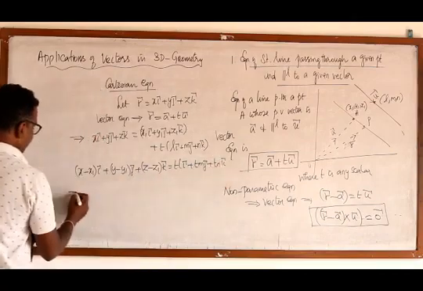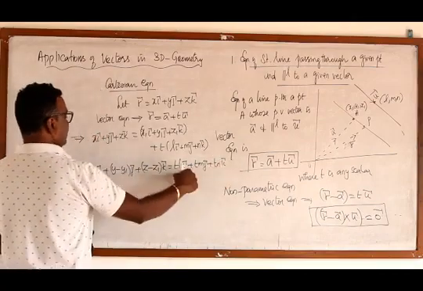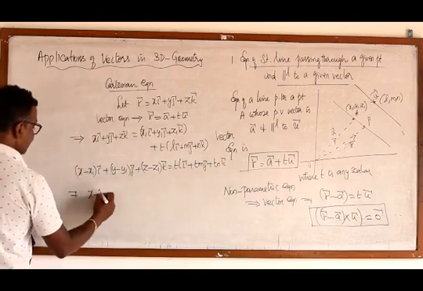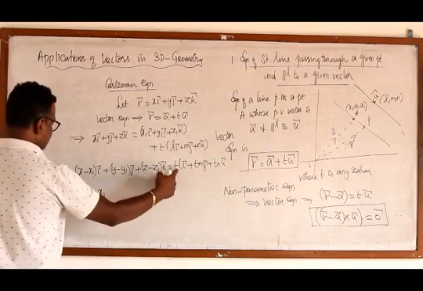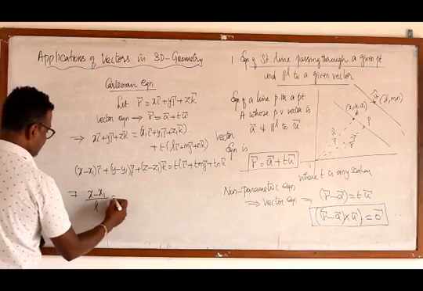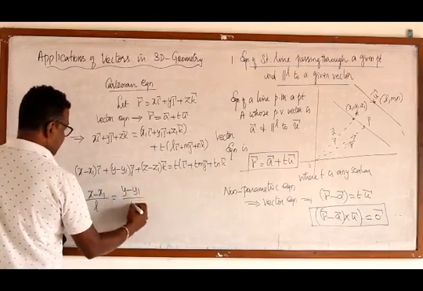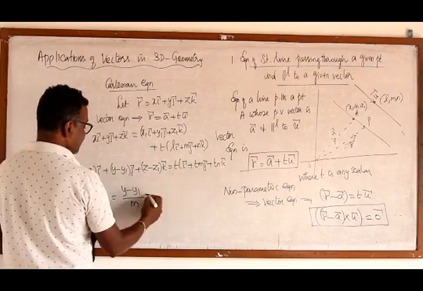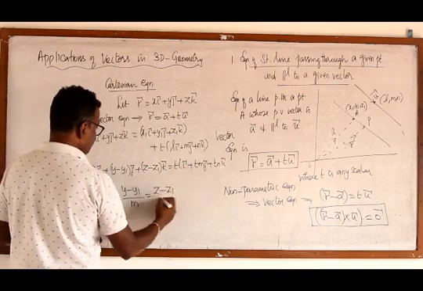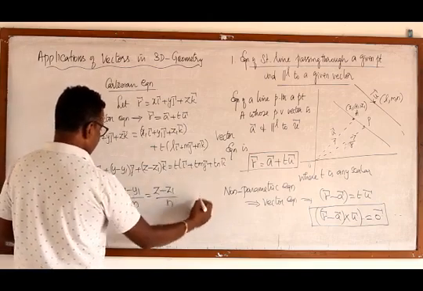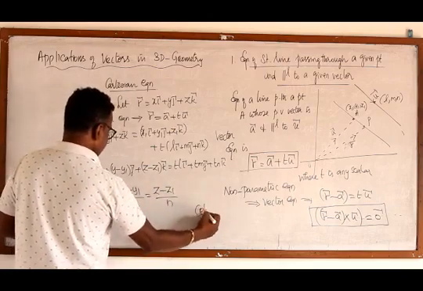Then when I compare the i vector, j vector, k vector components, I can write x minus x1 equal to tl, that is, (x minus x1) by l equal to t, and y minus y1 by m equal to t, equal to z minus z1 by n equal to t. We shall eliminate t, eliminating t.